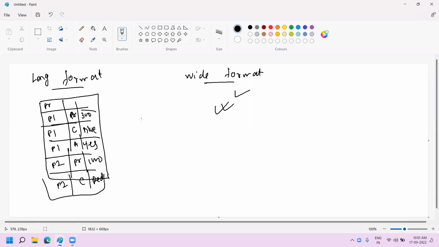Okay, next, population and sample. What is a population? What is a sample? Very simple question.